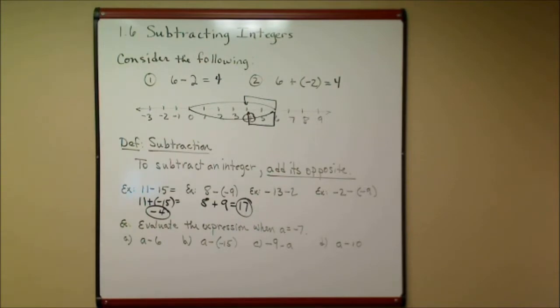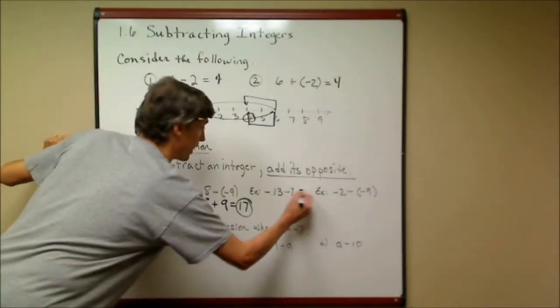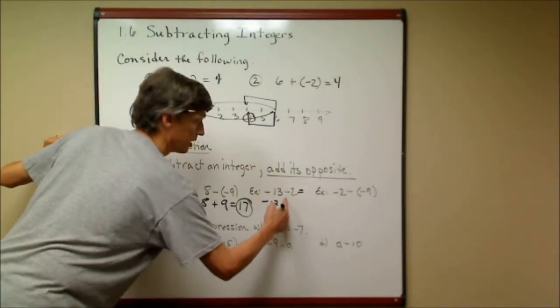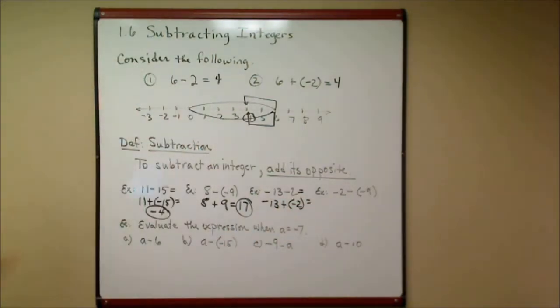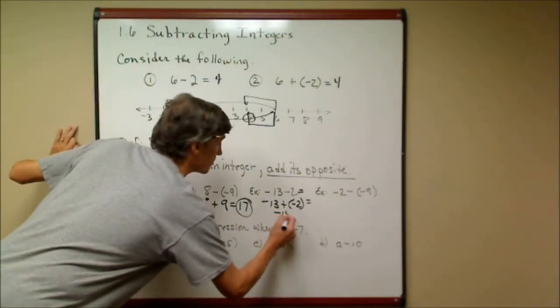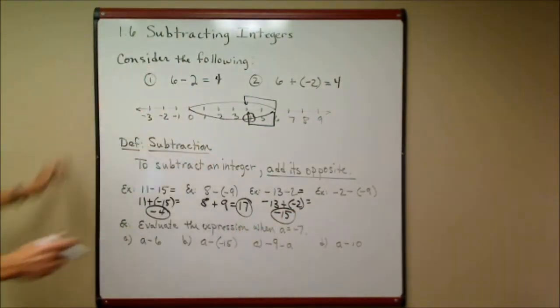The next problem, more of the same, a non-traditional subtraction. I'm going to write this as negative 13 plus the opposite, negative 2. Now I'm adding two negative numbers together, and we know that when we add numbers with the same sign, we add their absolute values. 13 and 2 is 15, and we keep the sign. So this will be a negative 15. Again, we're changing weird-looking subtraction problems into more traditional-looking addition problems, and using the rules that we learned in addition from the last section.